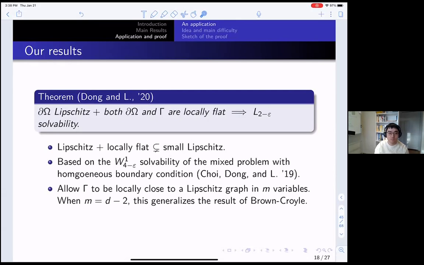If we want to make some comparison with the previous results, then just like our main result, we can allow gamma to be locally flat to a Lipschitz graph in m variables instead of just locally flat. That's the case when m equals zero. When m is d minus 2, the largest possible number, since gamma has co-dimension two, the solvability range is exactly the same as the one Brown and Gallegos obtained in their paper. But of course, we allow gamma to be a perturbation of a Lipschitz graph, not itself Lipschitz, and we allow this boundary to be very rough. They assume the boundary to be C1,1, and we allow the boundary to be Lipschitz and locally flat.